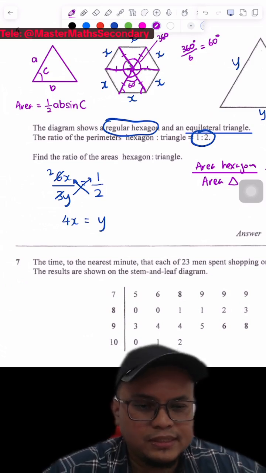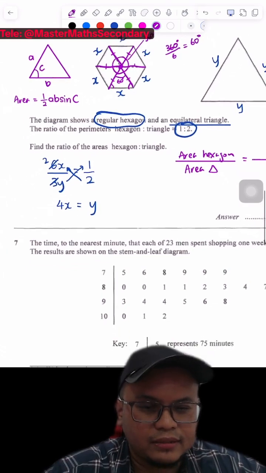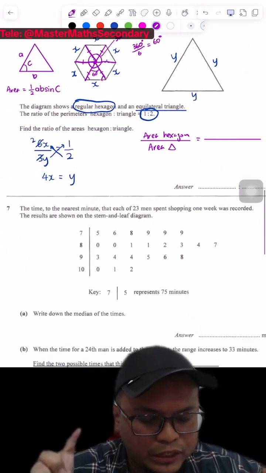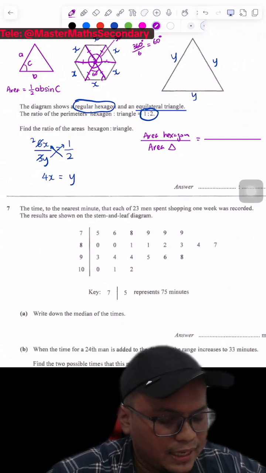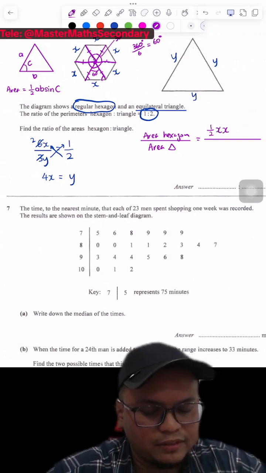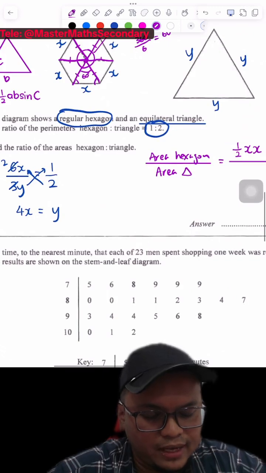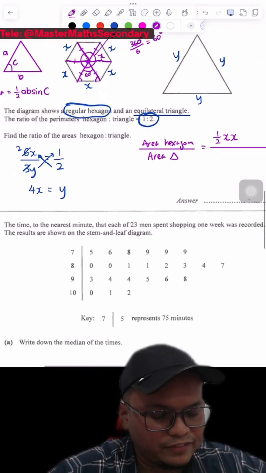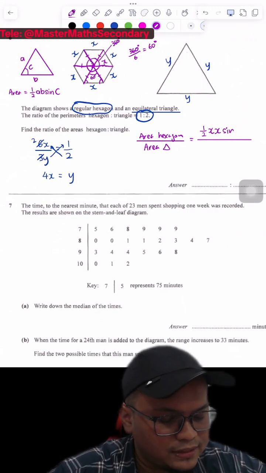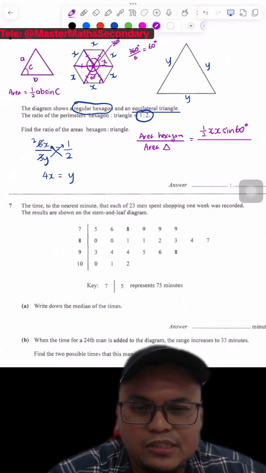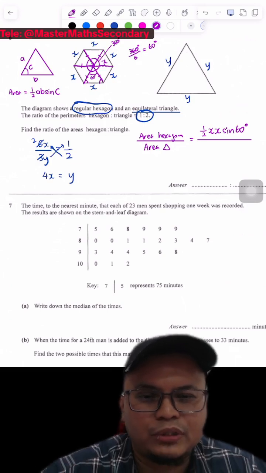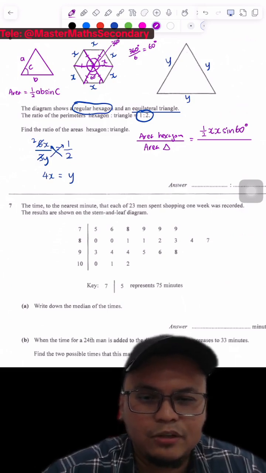Using this, I can take one of the equilateral triangles. I'll take half times A times B, which is X times X, because the sides are all X. Then half times X times X times sine of 60 degrees. Sine of 60 degrees is not a nice number, but I'm going to leave it as that, because later I can cancel it off.